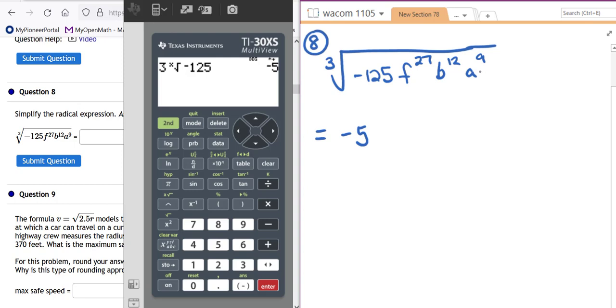For your variables, you're going to divide by the index. 3 into 27 goes 9 times, and that's even with no remainder, so that goes outside. 3 into 12 goes 4 times, it's even with no remainder, so it goes outside. And 3 into 9 will go 3 times, even with no remainder, so they're all outside.